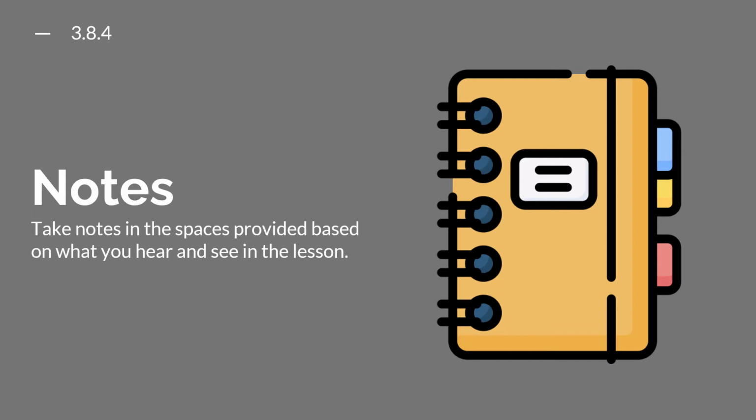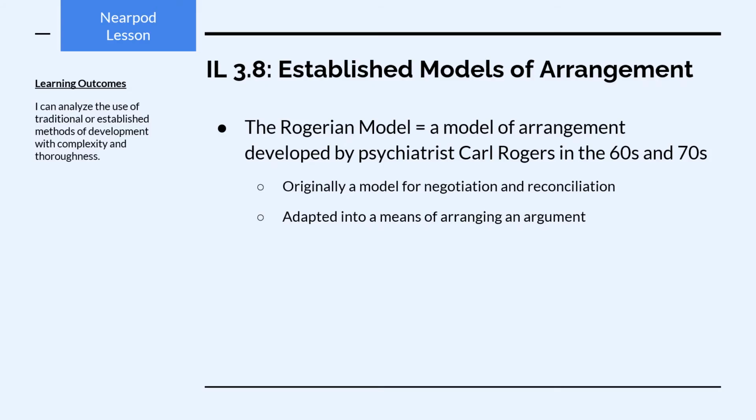Okay, let's continue taking some notes. The other established model that we're going to look at in this lesson is the Rogerian model, which is a model of arrangement developed first by psychiatrist Carl Rogers in the 60s and 70s, and then a lot of other people have tweaked it over the years. It was originally a model for negotiation and reconciliation, but it's been adapted into a means of arranging an argument since then.